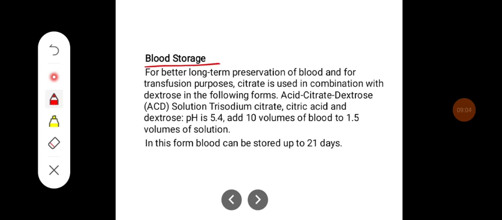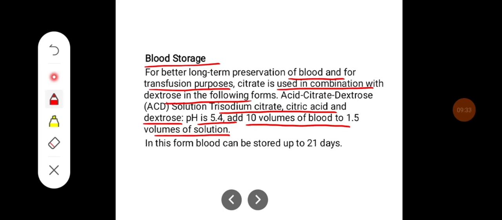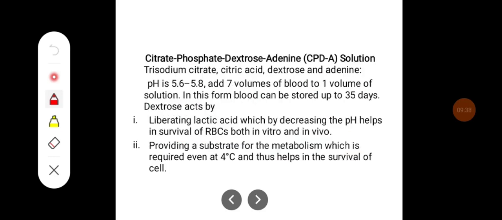Blood storage. For better long-term preservation of blood and for transfusion purposes, citrate is used in combination with dextrose in the following forms. Acid citrate dextrose, that is ACD solution, contains trisodium citrate, citric acid, and dextrose. The pH is 5.4, where you have to add 10 volumes of blood to 1.5 volumes of the solution. This form of blood can be stored up to 21 days.